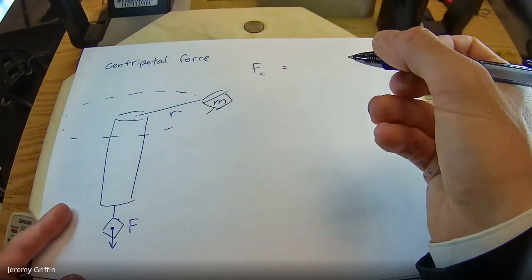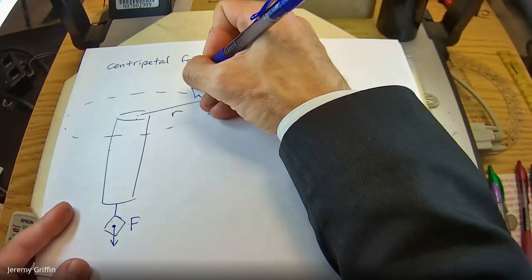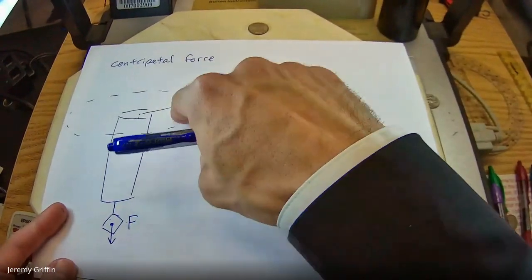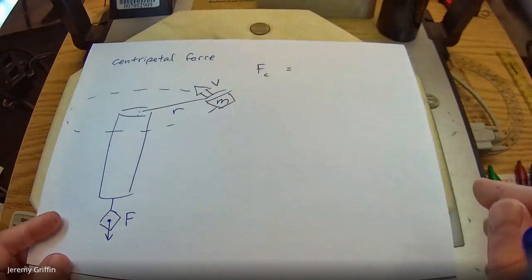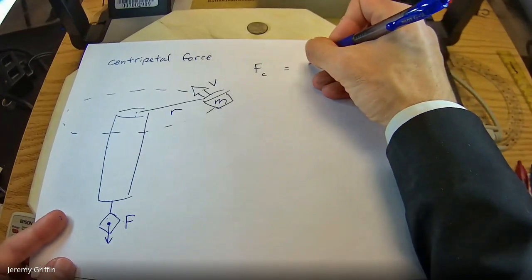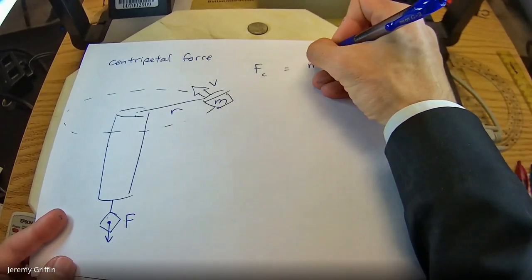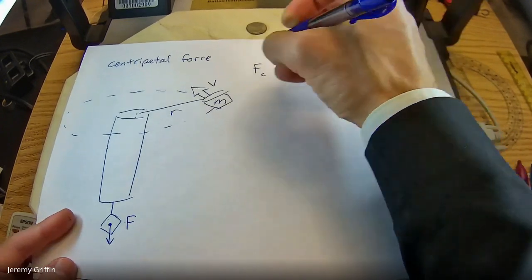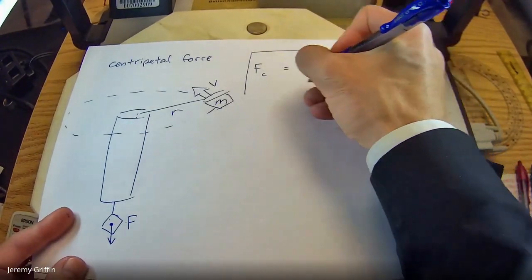And one more thing. You guys know the speed as it's going around, v. All right, what formula links those 4 variables? Exactly, m v squared on r. That's a good one to know right there, m v squared on r.